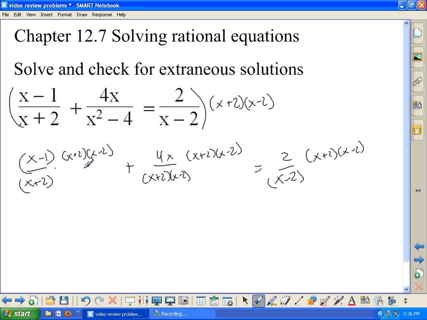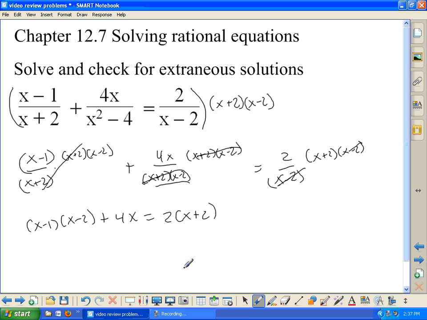Because it's a common denominator, all of these three denominators should divide evenly into it. That means you don't have any more fractions. So here the x plus 2's are going to go. You're left with x minus 1 times x minus 2. Here both the x plus 2 and x minus 2 go, and you're left with just 4x, plus 4x, equals. Here the x minus 2's go, and you're left with 2 times x plus 2.